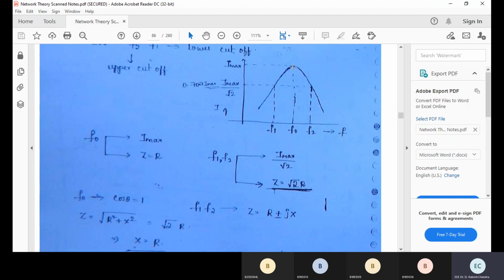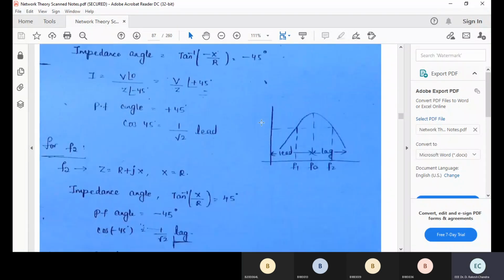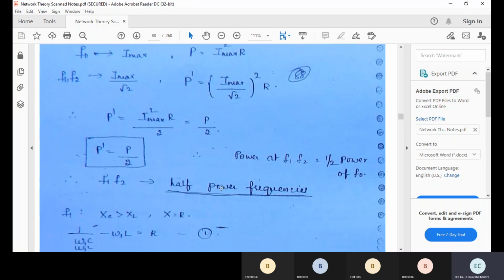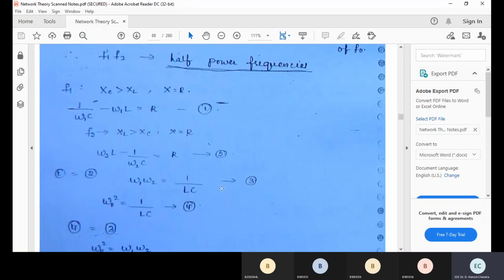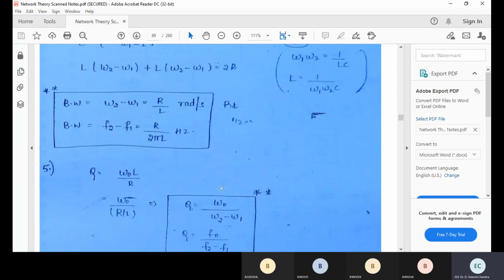So at F0, the power may be, let's say, P. Then at F1 and F2, the power is P by 2, exactly half of the power at resonance. That's what he mentioned. Power at F1 and F2 is half of the power at F0. At both F1 and F2, you will have the same power, half of the maximum value that you obtain at the time of resonance.